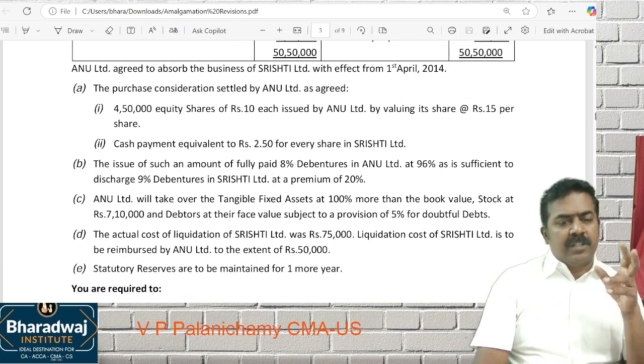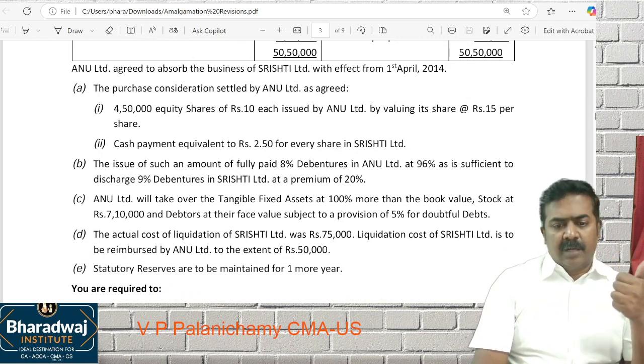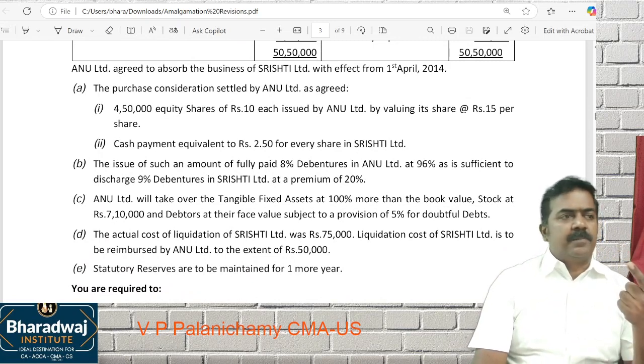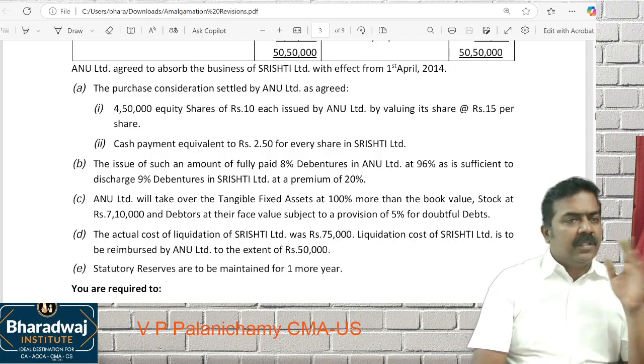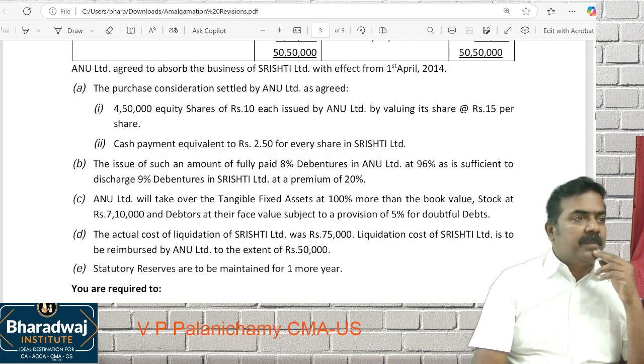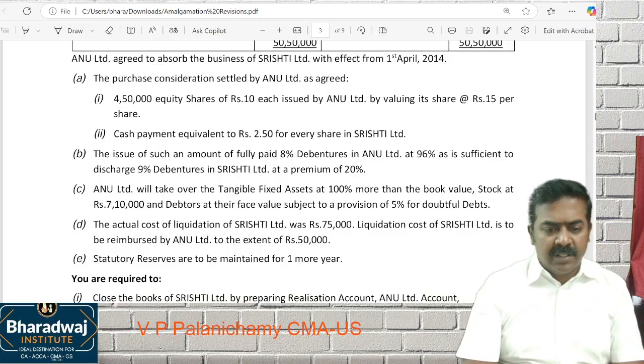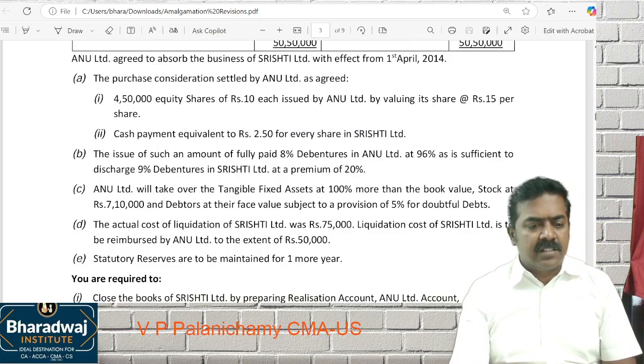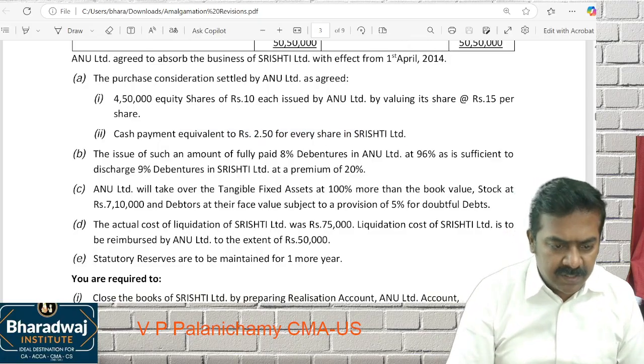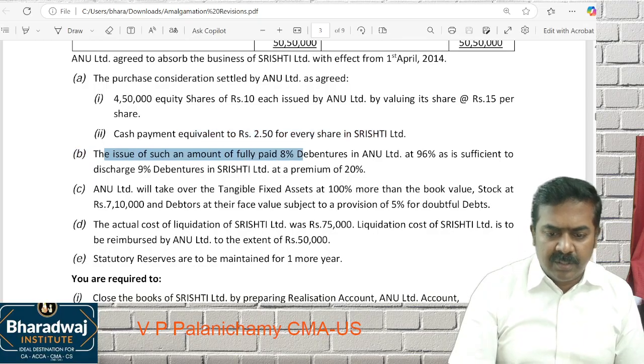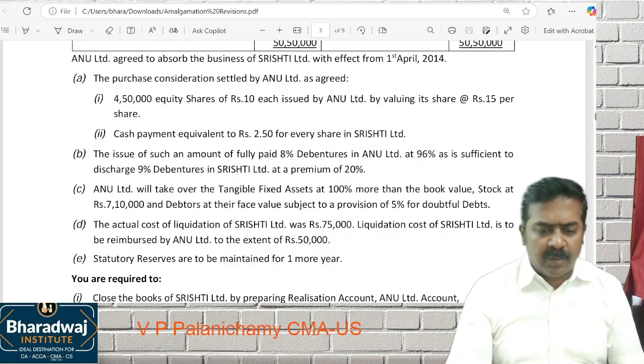Payments to equity shareholders are very clearly given. How many shares are allotted? How much cash is paid? Both are given to us. Which method? Net payment method. Since cash consideration is involved, it is amalgamation in the nature of purchase. Debenture holders are paid at 96%, but we are going to pay the premium at what?